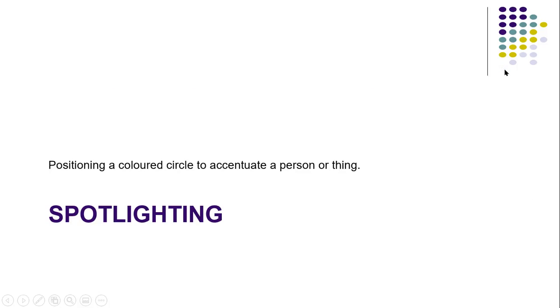The first session I'll walk you through is spotlighting. So spotlighting is simply having an image there and having a circle in a slightly different color just to accentuate either a person or a thing. So you might have something on the table that you want to bring to people's attention, or maybe a building in the distance, or a particular person.